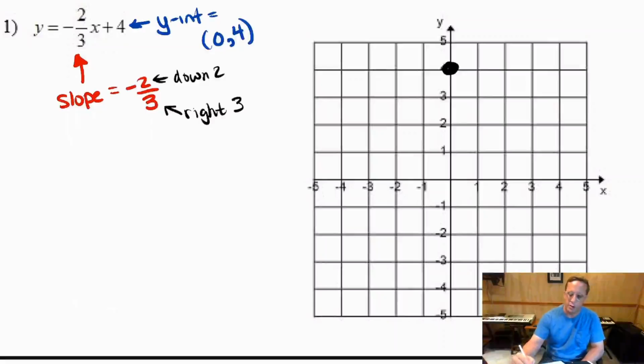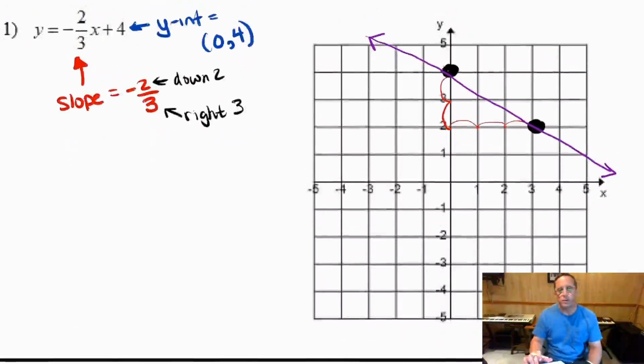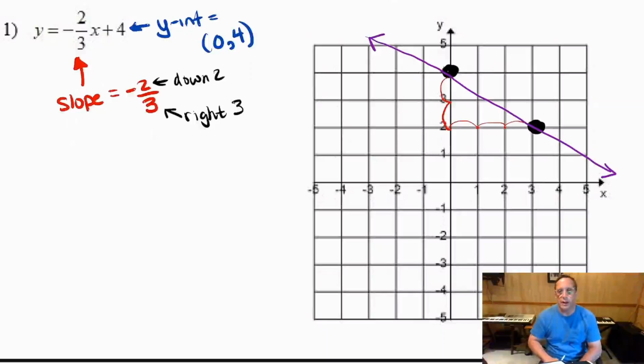So we're going to go down 2: 1, 2, and then right 3: 1, 2, 3. And there you go. So your slope for that one, we know that it was negative, and that line appears to be negative. It's going from left to right in a negative progression. It's going down. It goes through the y-intercept at (0, 4), and it has a negative progression of down 2, right 3.